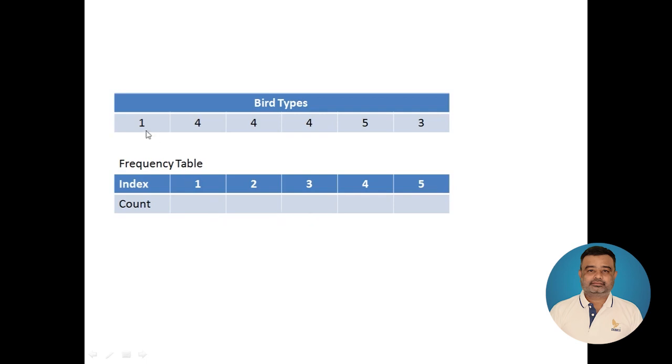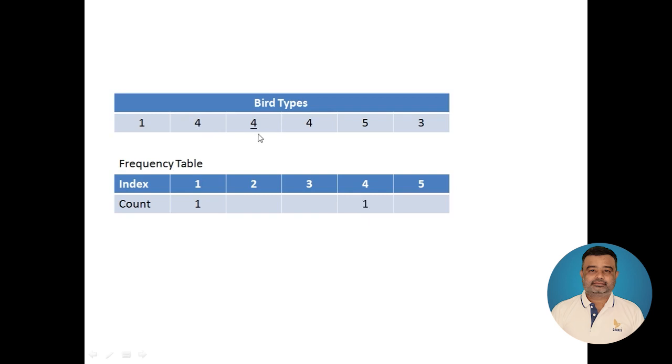First I'll start scanning with the first bird, the first bird which is flying, and I'll see what the ID is. The ID of this is 1. Since the ID of the first one is 1, I'll go to the frequency table and update the count of type 1. You can see here it is incremented from 0 to 1. Then I'll go to the second bird which is sighted, and its type is 4. I'll go to the frequency table, at index 4, and update it to 1.